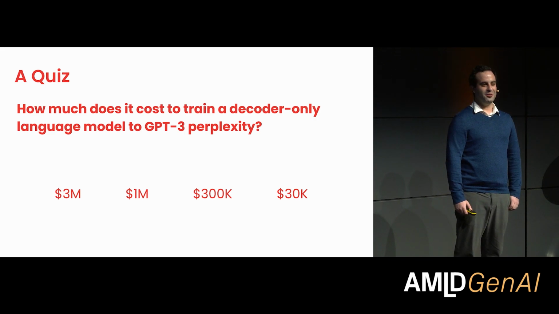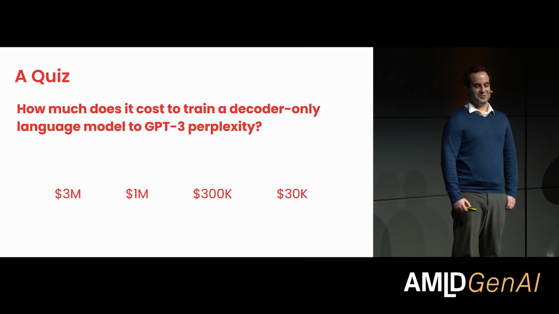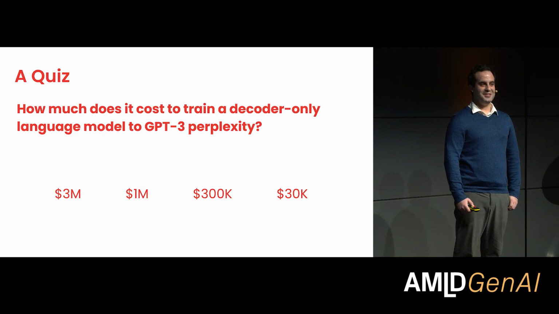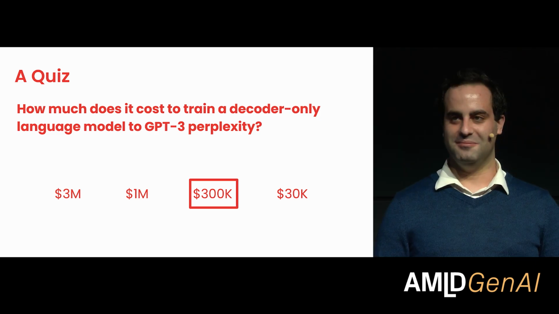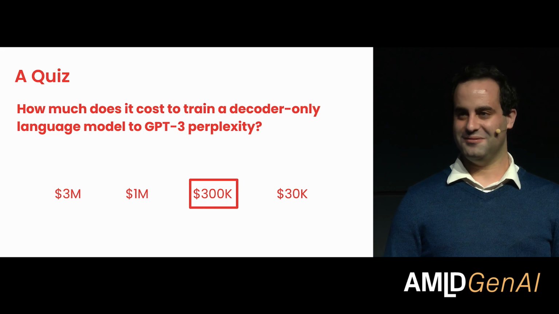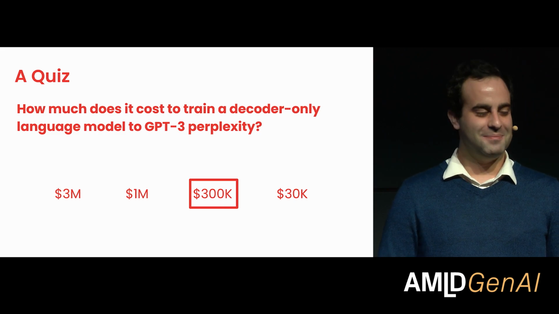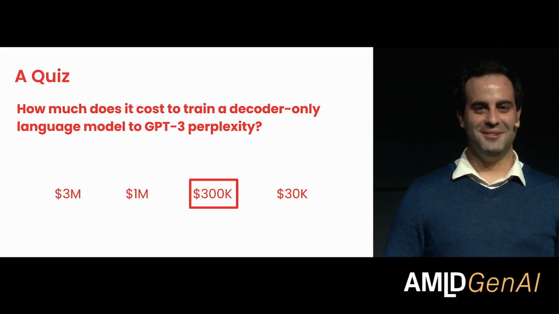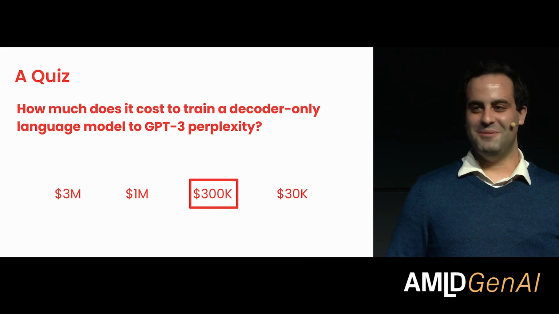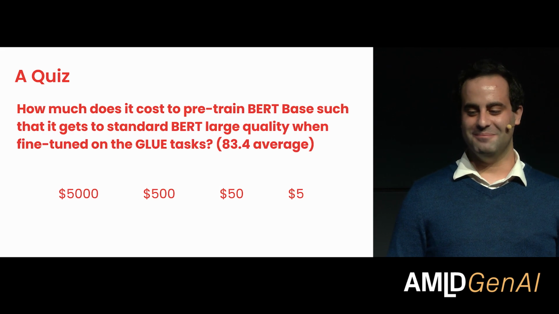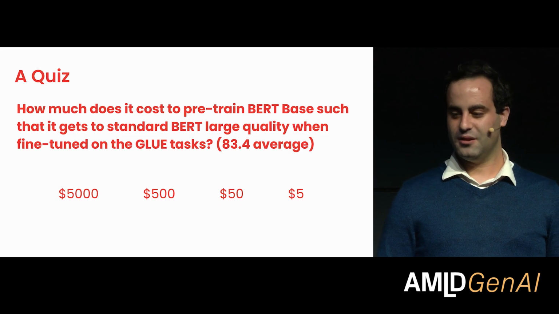Training a decoder-only language model to GPT-3 perplexity. This is not training GPT-3. This is training a more modern model that would get to similar performance. We can't really say anything beyond GPT-3 because the details haven't been released for any subsequent models. But GPT-3, it's about 300K. That's not bad. That's a lot, but it's not $10 million. It is within reach for a lot of companies. I'm not going to do that in my spare time. Maybe someone here might have the money to do that in their spare time, but it's not bad.